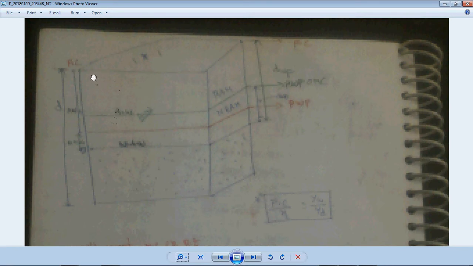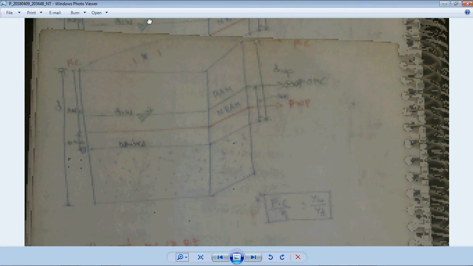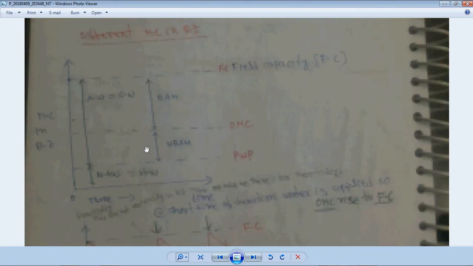Whatever water is stored in the ground, that capacity or level we call the field capacity. If we differentiate the moisture content or water stored in the root zone with respect to time, here is the differentiation. The total moisture content available in the root zone, the top layer, we see as the field capacity, and below that there is moisture content which is available for the root zone.